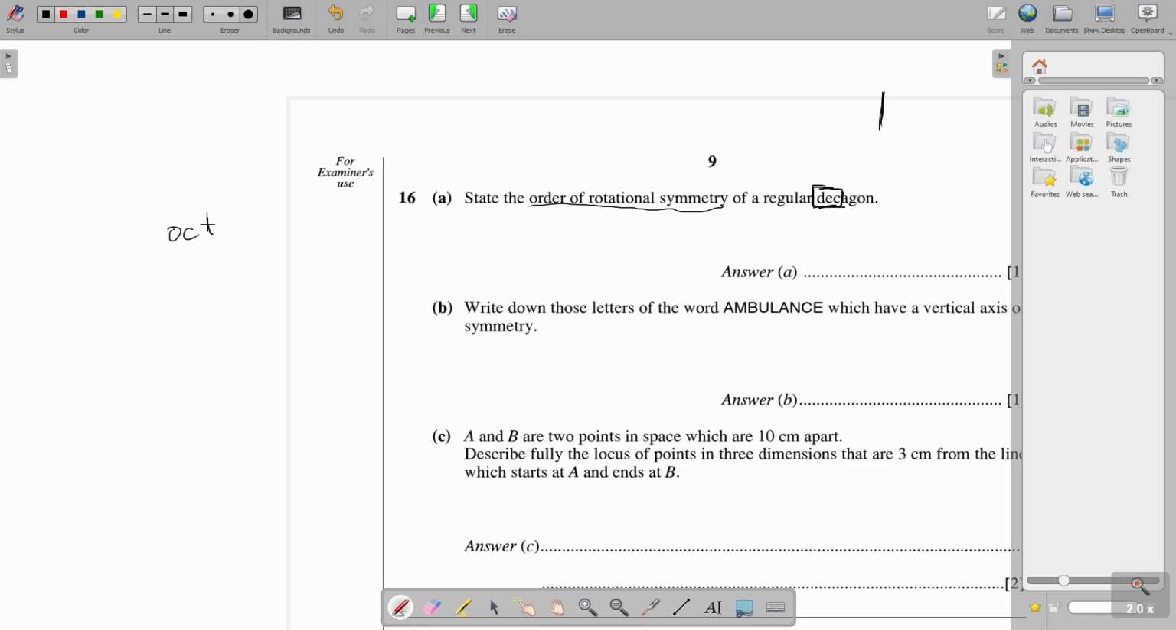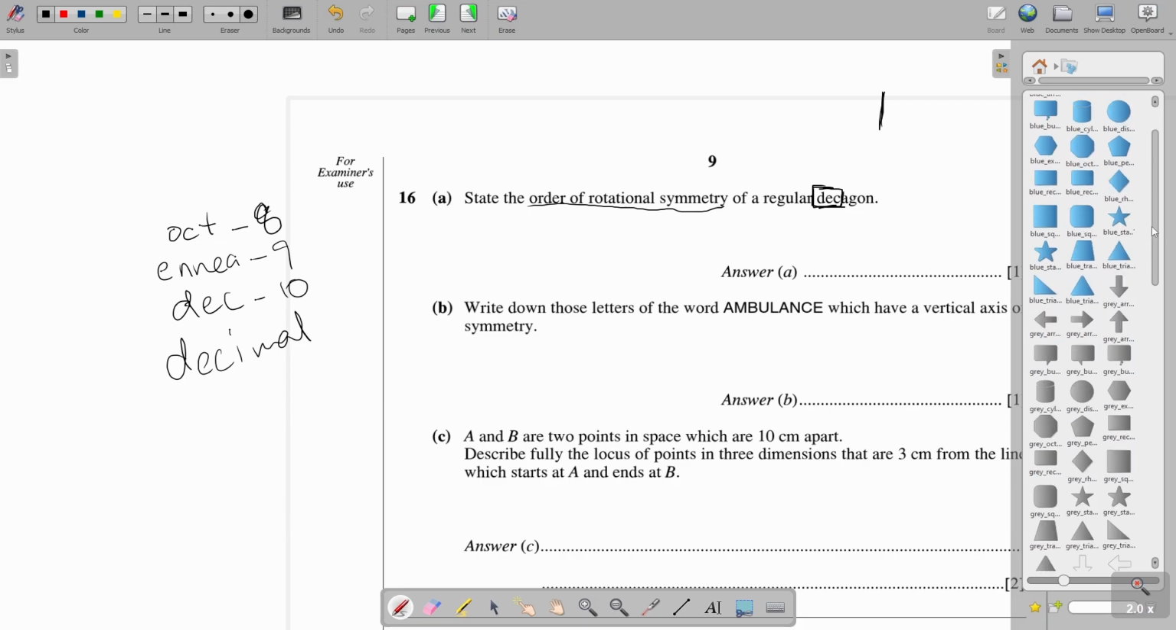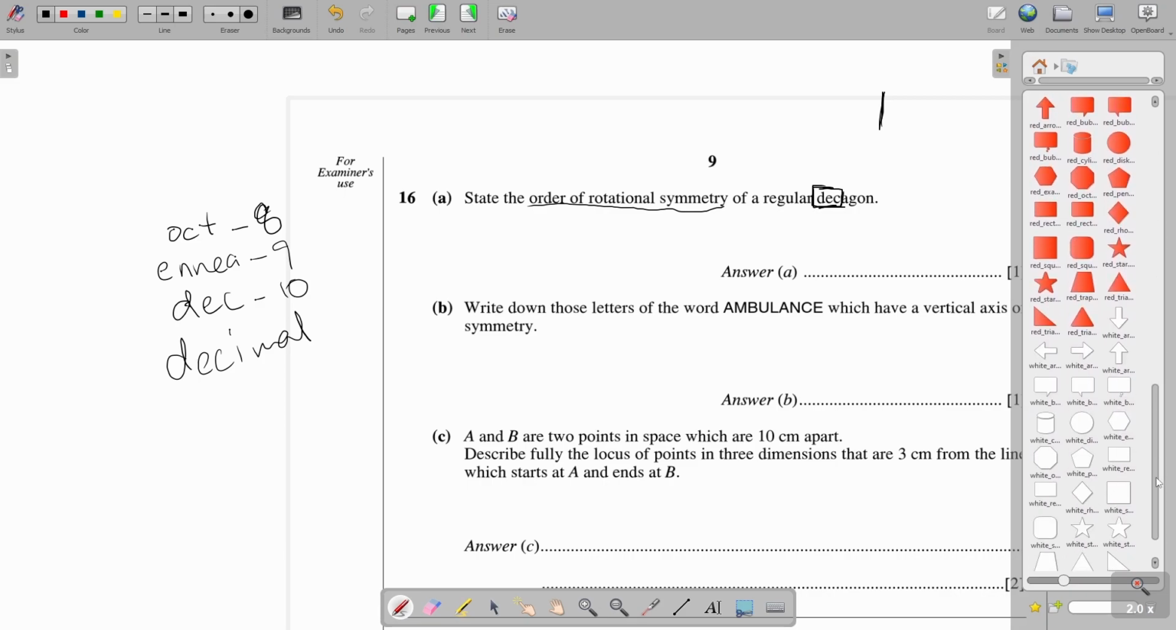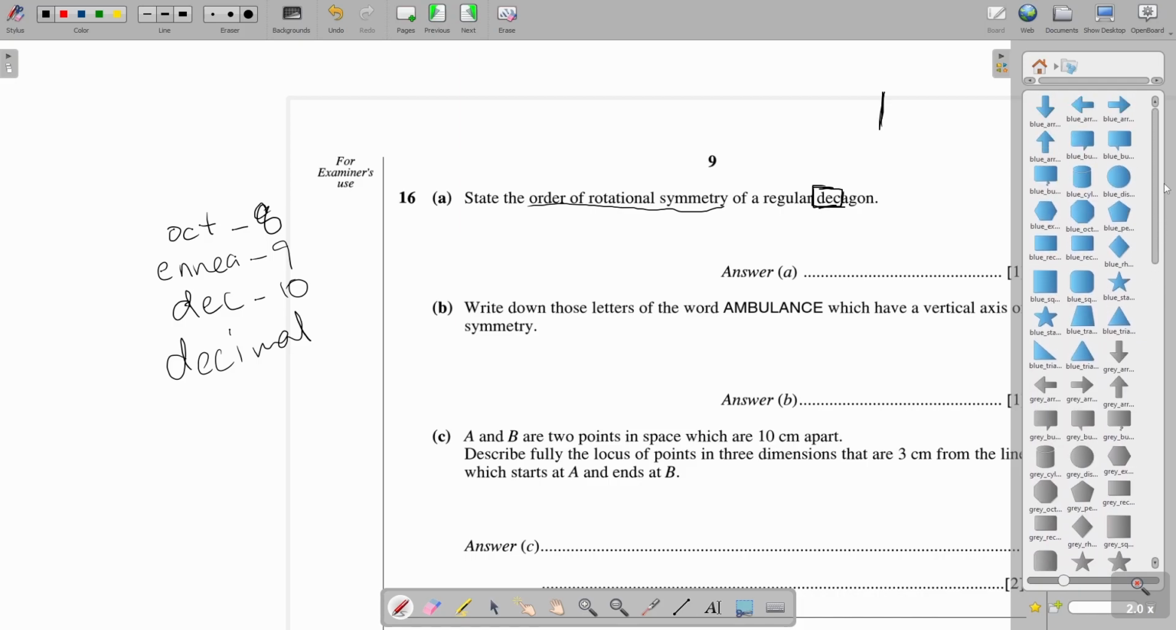So I think oct is 8, I was about to write 9. I think enneagon, it spells like this, ennea is 9, dec, where decimal comes from, is 10, right? There's a bunch of them, but knowing these is really helpful. Let me see if I can find a decagon here. We have things up to an octagon. It'd be very easy to rotate if I can find it here. Otherwise, I can just draw one and rotate it. I don't think I have a decagon.